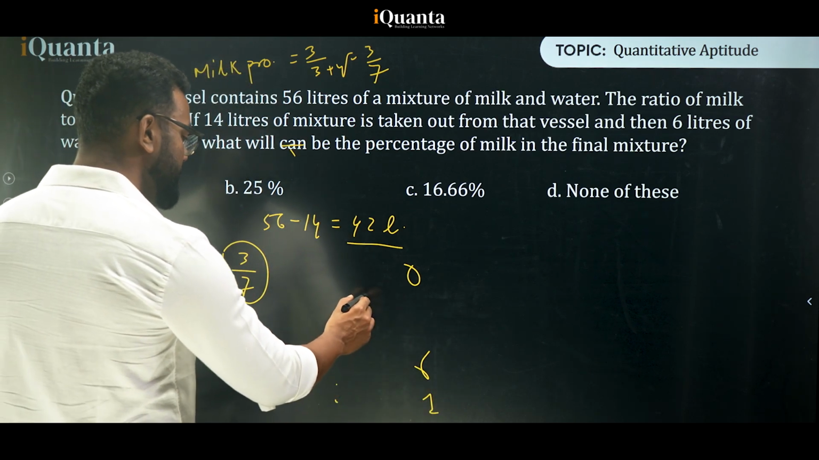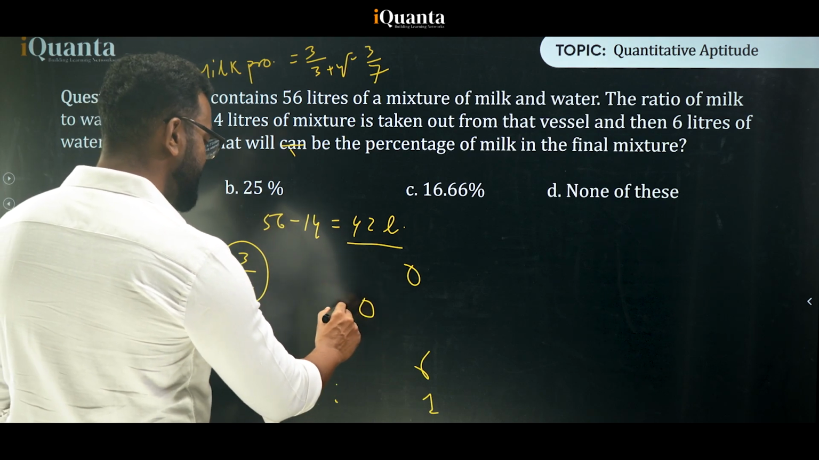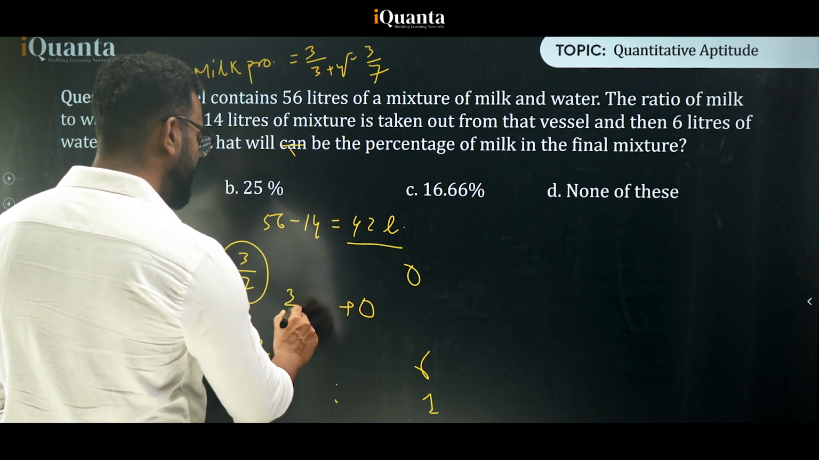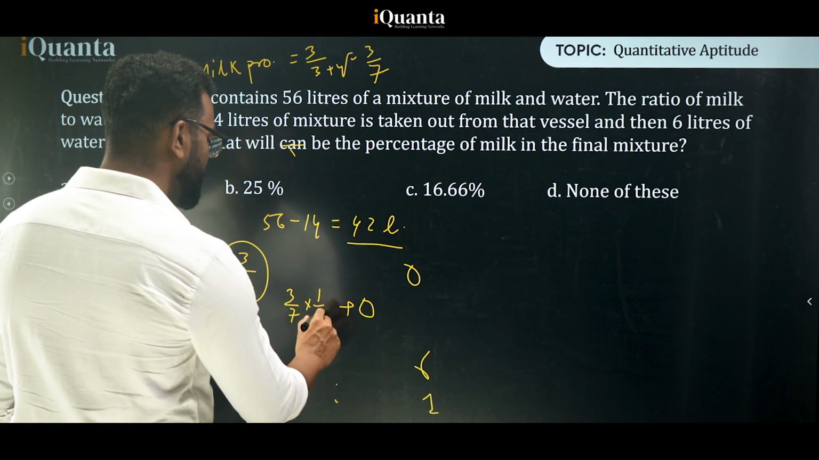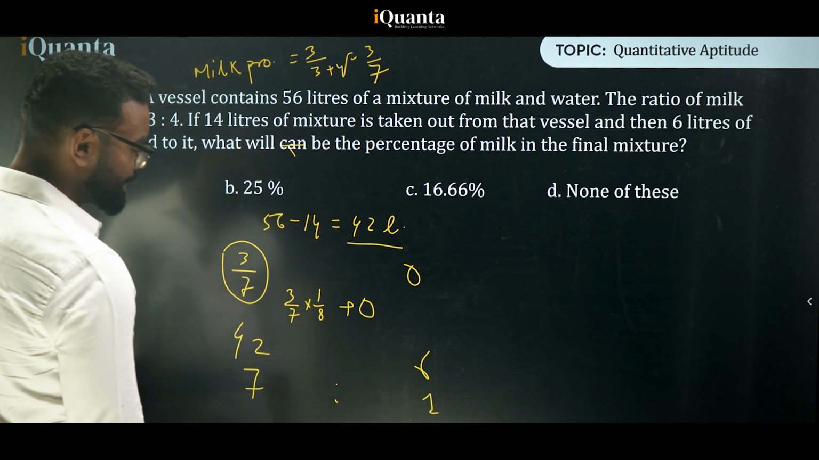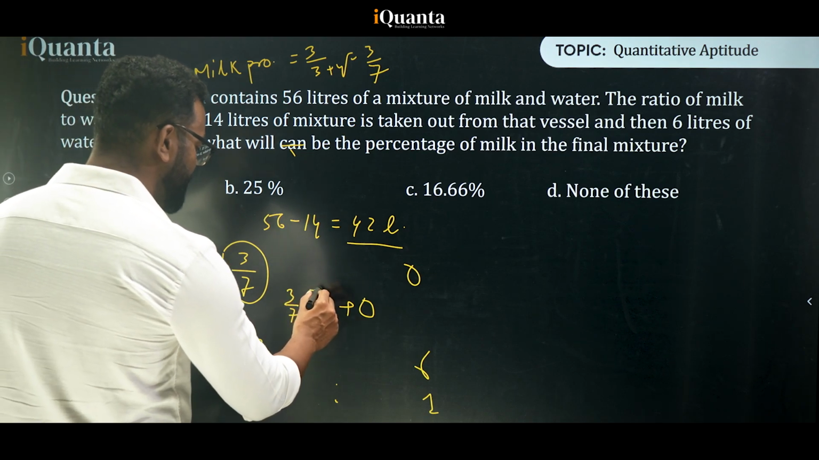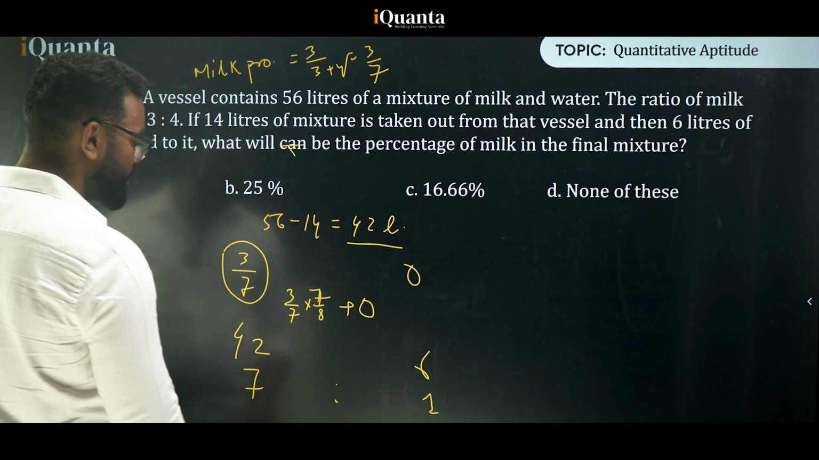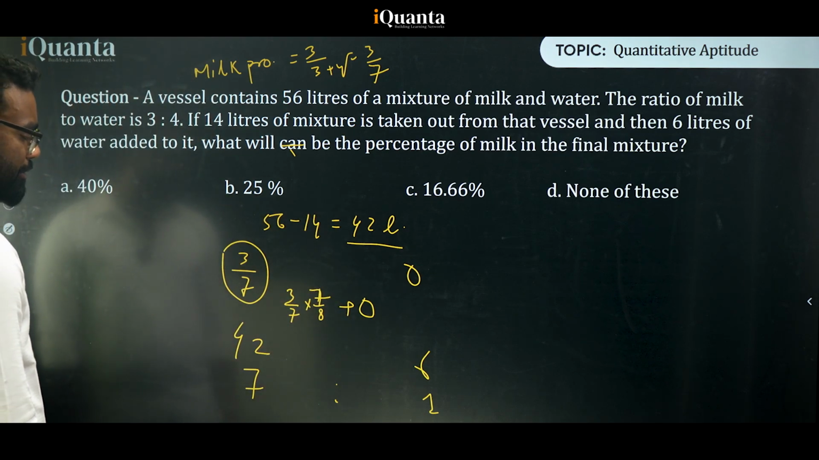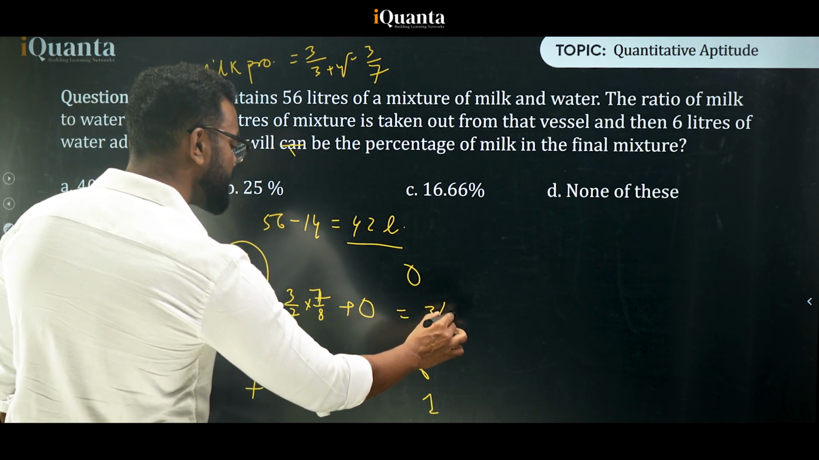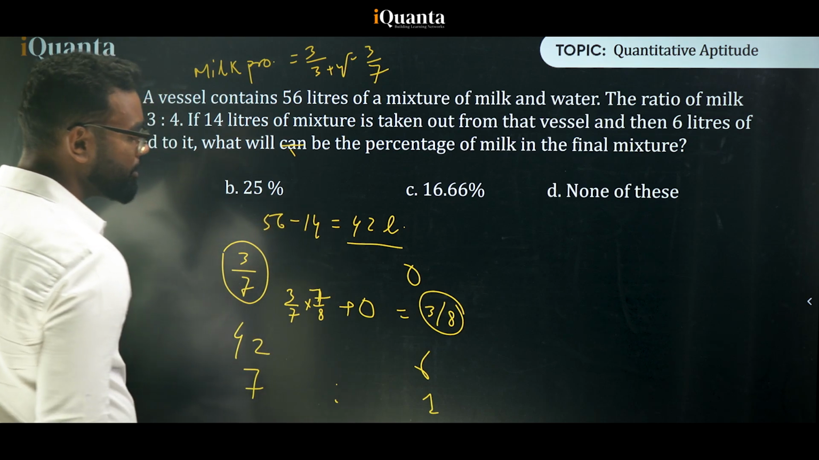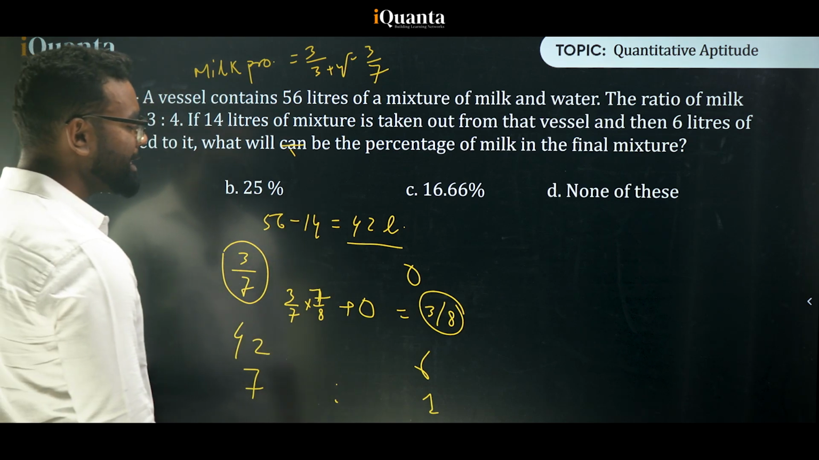So your answer should be 0 plus the difference, that is 3/7 is the difference, into 7 upon 1 plus 7, that is this one's proportion, 7 upon 8. So if you do this, you'll get 3 upon 8. So in the resultant solution, the proportion of milk is 3 upon 8.